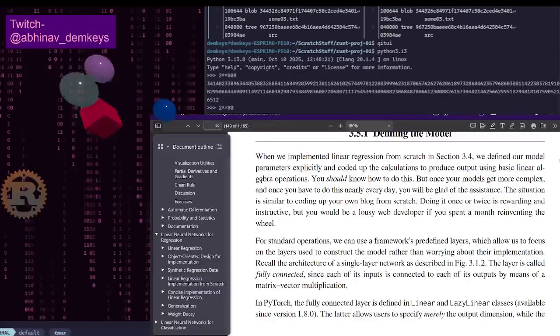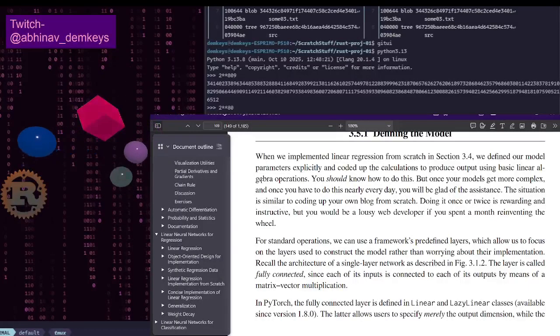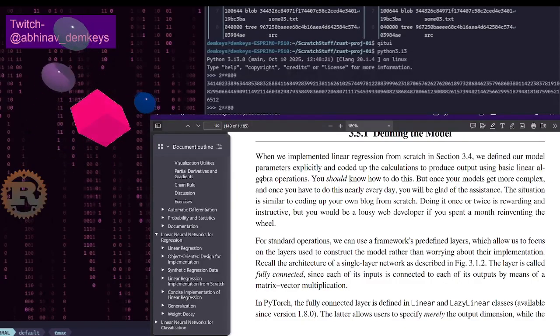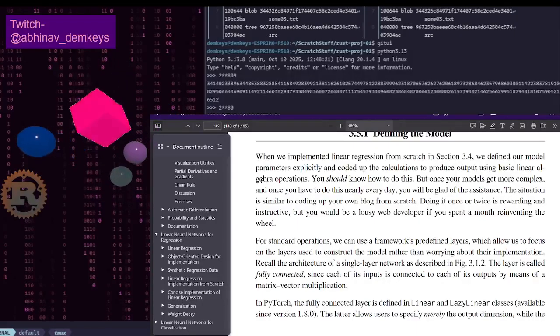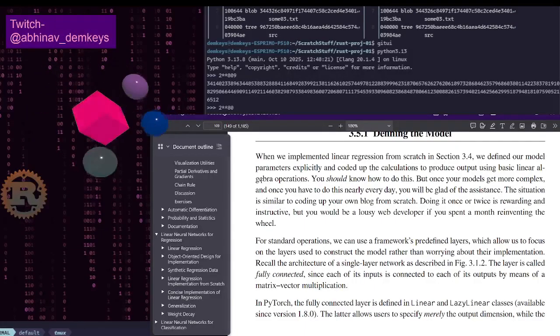All right. When we implemented linear regression from scratch, we defined our model parameters explicitly and coded up the calculations to produce output using basic linear algebra operations. You should know how to do this, but once your models get complex, and once you have to do this nearly every day, you'll be glad for the assistance. The situation is similar to coding up your own blog from scratch. Doing it once or twice is rewarding and instructive, but you would be a lousy web developer if you spent a month reinventing the wheel.